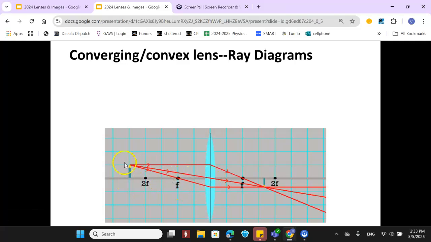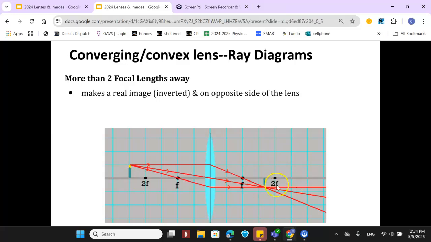If you place the object, the candle here in this case, past two focal lengths, it makes a real image. We see that because the lines cross, so we get a real image. It's inverted because it's real, so it's upside down. It's on the opposite side of the lens. And it is going to be smaller than the original, and it'll be in between one focal length and two focal lengths.